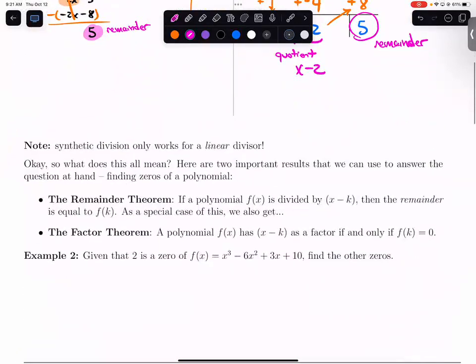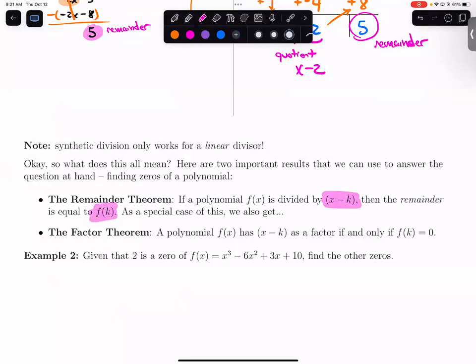We're still really interested in finding zeros of a polynomial, right? Solving polynomial equations. So there's this result called the remainder theorem that says that if you take a polynomial and divide it by a linear factor that looks like x minus k, right? Now that thing is degree 1, it's linear, which is why synthetic works here. Then the remainder is equal to f of k.